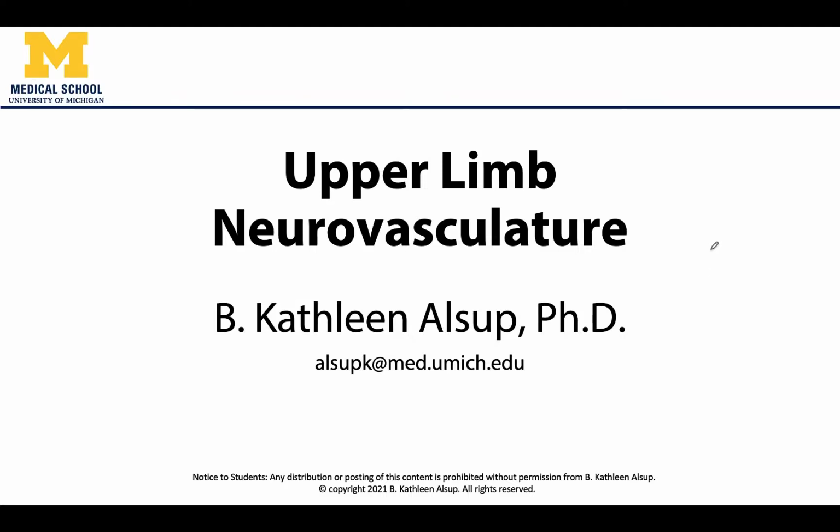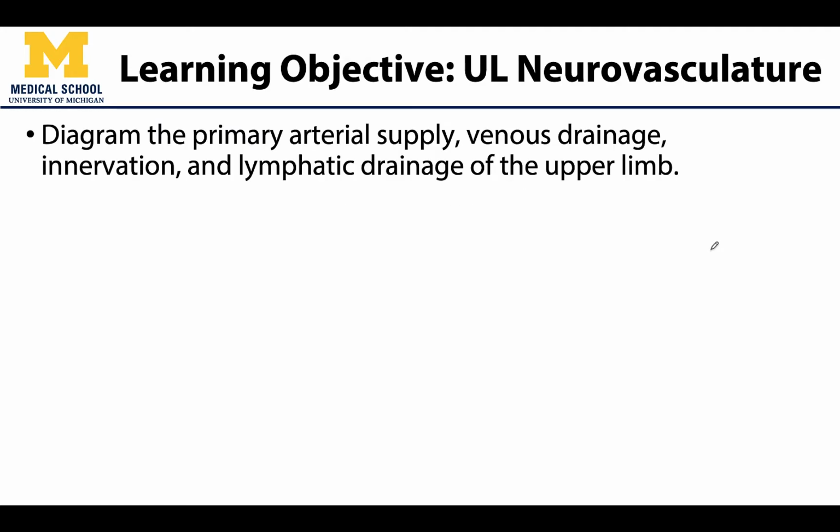In this learning objective video we will be discussing big picture concepts regarding the neurovasculature of the upper limb. So as I believe you get at this point, when I say neurovasculature, I'm meaning arterial supply as well as venous drainage, basics in terms of innervation, and we'll even talk a little bit about lymphatic drainage.